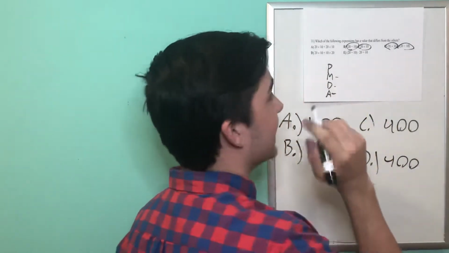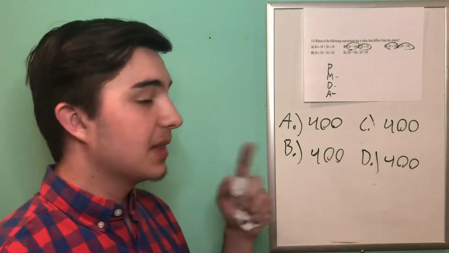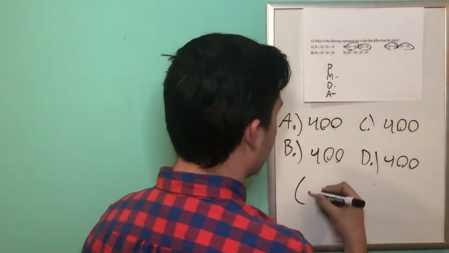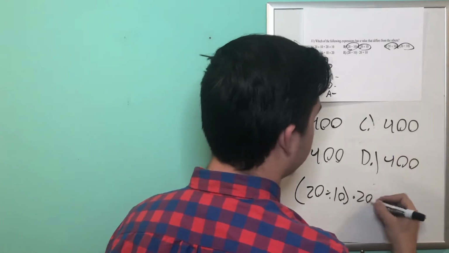Now all we're left with is E. So right now it looks like E should be the answer since these are all the same. But let's do it just to make sure, right? So we have 20 divided by 10 times 20 plus 10.